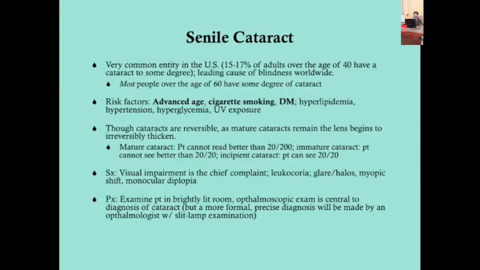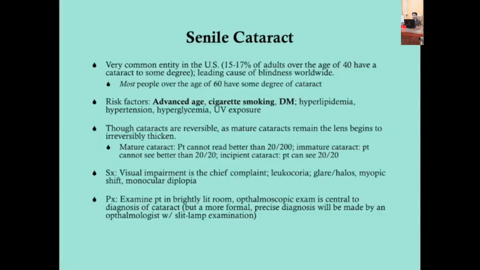So technically the patient is legally blind with the mature cataract. That's a fully developed cataract. An immature cataract is a cataract that's present and the patient can see better than 20/200, but they can't see better than 20/20. So this is where most cataracts that present in the US will fall. They've got some cloudy vision. Usually they can see better than 20/200, but not quite better than 20/20.